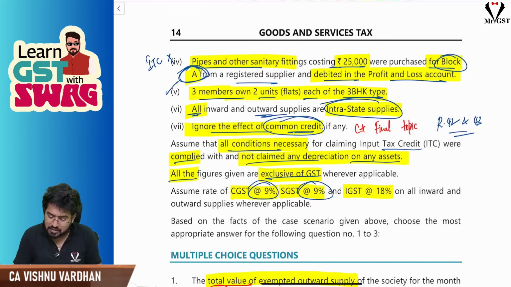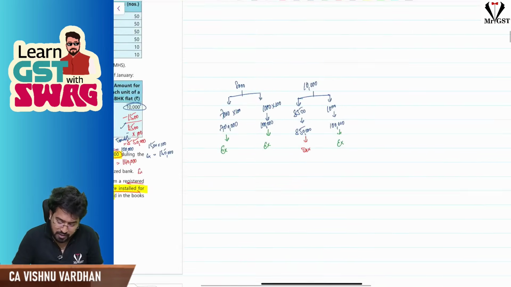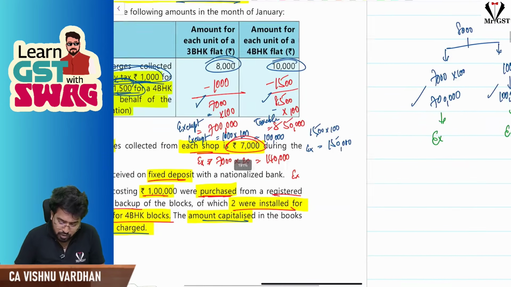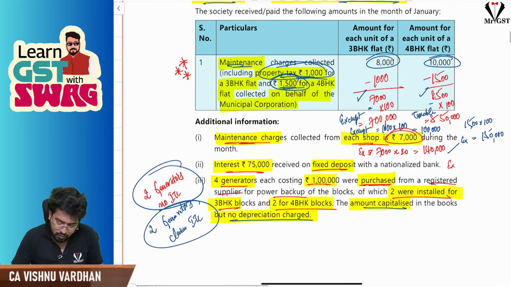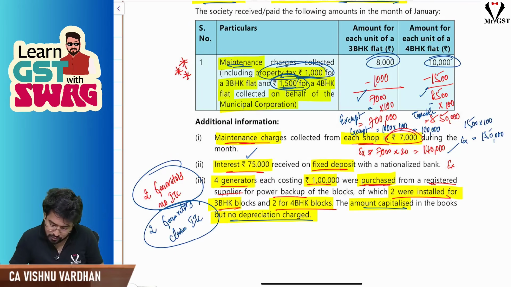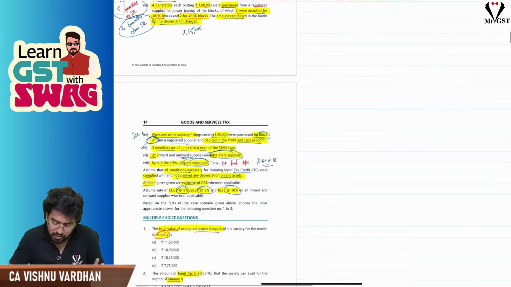CGST, SGST, IGST. Now, if you see the value of exempt supplies here, we have 7 lakh, 8 lakh, and 9 lakh. And shops, is there? Yes, 1 lakh 40. So 10 lakh 40, plus 75,000 fixed deposit. What is 10 lakh 40,000 plus 75,000? It is 11 lakh 15,000. So if you see, the 11 lakh 15,000 option itself is not there. We have missed some calculations.